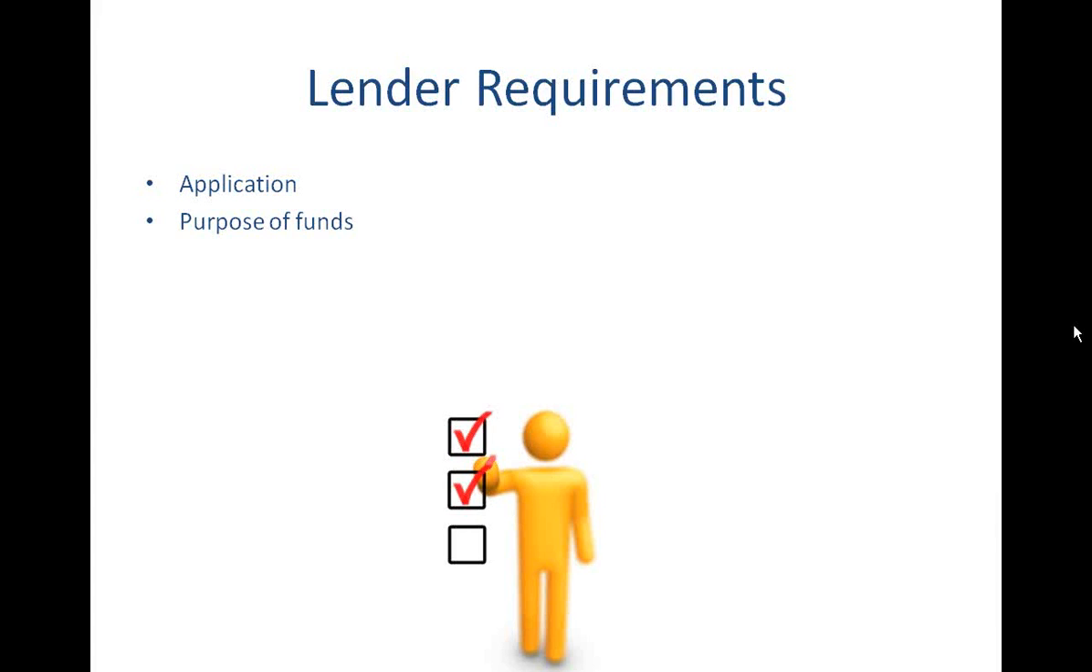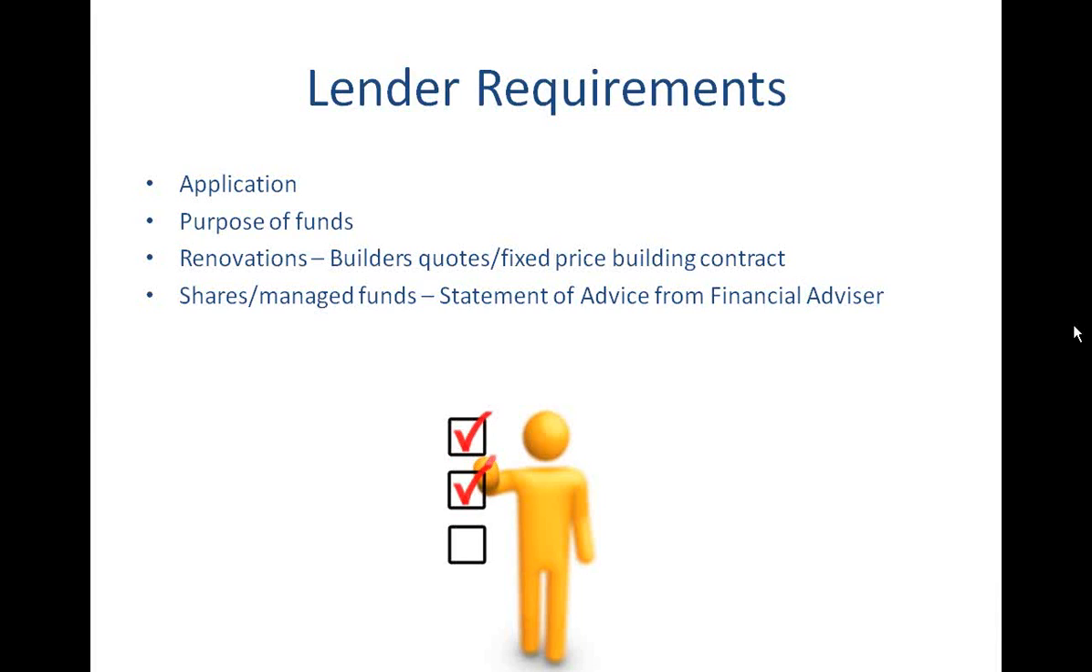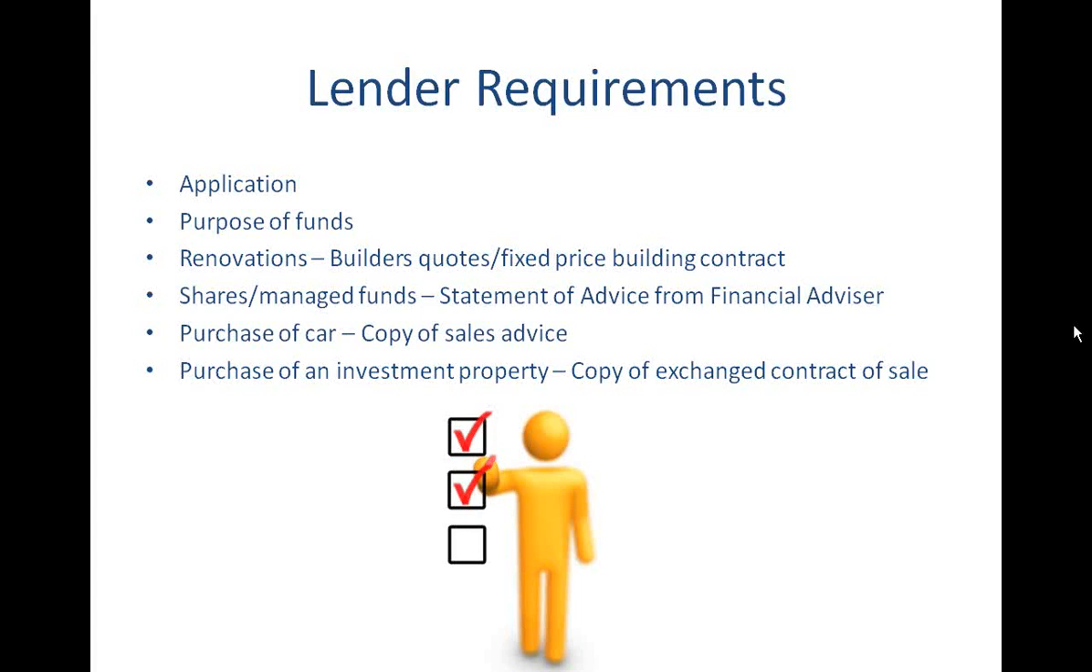For example, if you are accessing equity to pay for renovations, then the lender may request builder's quotes or a fixed price building contract. If you are accessing equity for investment into shares or managed funds, then the lender may require to see a copy of your financial planner's statement of advice. If you wanted to purchase a car using your equity, then the lender may wish to see a copy of the sales advice from the car dealer. Or if you are accessing equity to purchase an investment property, then the lender may require to see a copy of an exchange contract on the new property before releasing the funds.